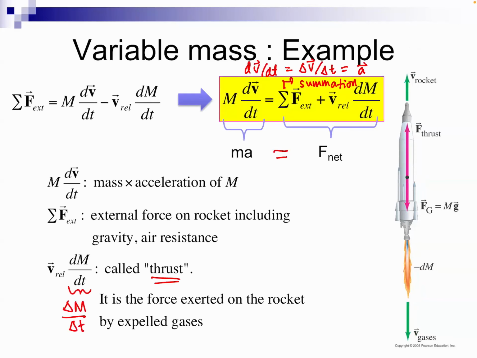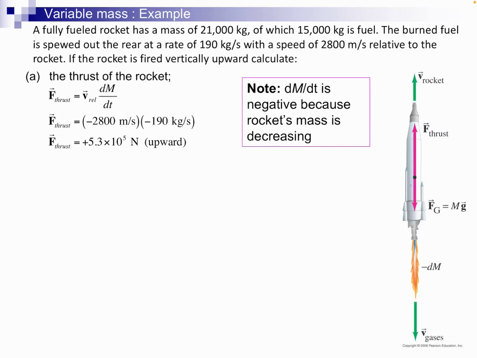Right, so from this equation here, we saw that thrust is this whole thing here, relative velocity times dm over dt. Okay, so that's the thrust. Picking out what the values are from what's given: dm over dt is how fast the fuel is burned. The fuel is burned at a rate of 190 kilograms per second, so dm over dt is equal to 190 kilograms per second.